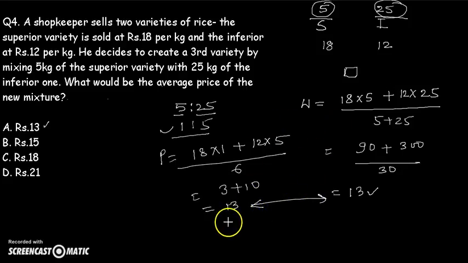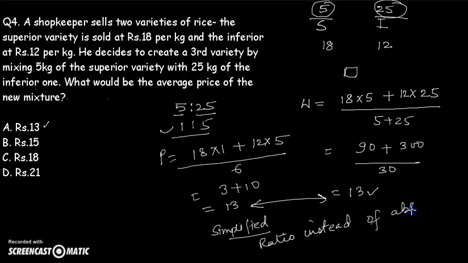So here the calculation is a bit simplified, and that is because we used ratio instead of the actual weights, instead of absolute weights. However, other than these two methods, there could be another method.